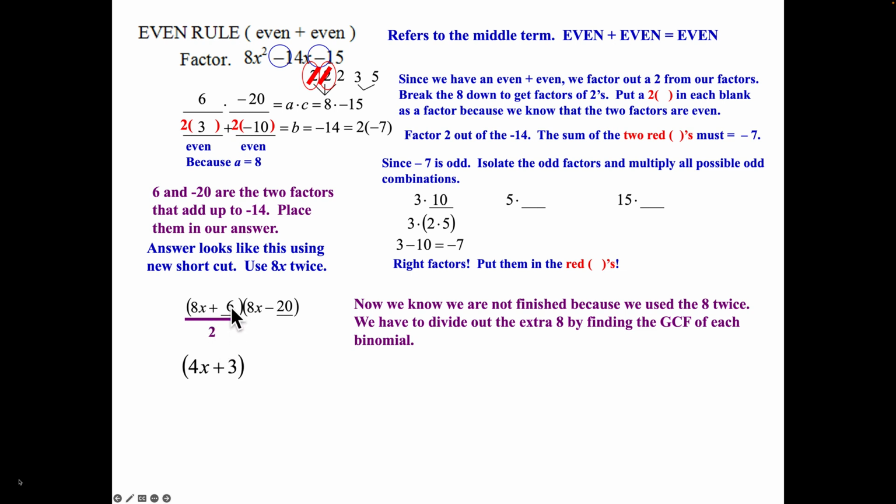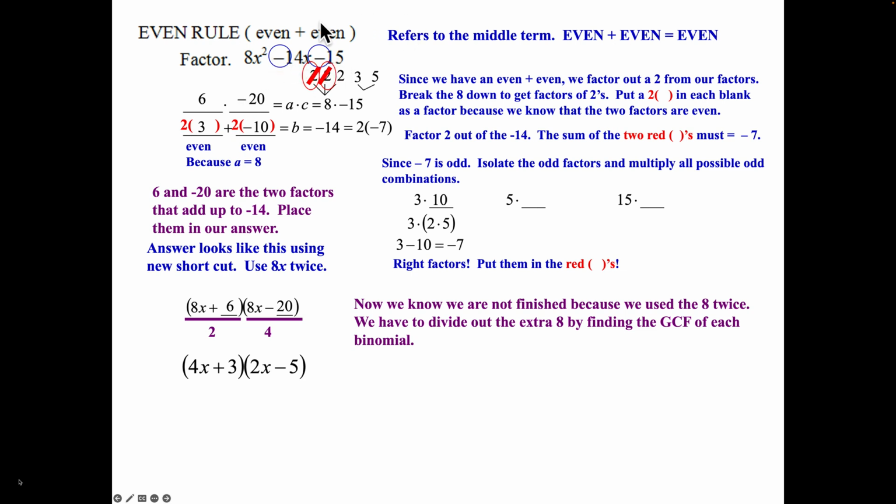8x divided by 2, 6 divided by 2. That's your GCF you take out and factor by grouping. 4x plus 3. 8 and 20, we can take out a 4. Notice that 2 times 4 is 8. That's the extra 8 we put in our parentheses. It's divided out because that's your GCF. 2x minus 5. Go ahead, FOIL it out. You'll get the same answer right there.